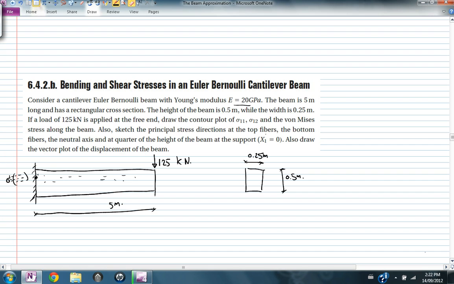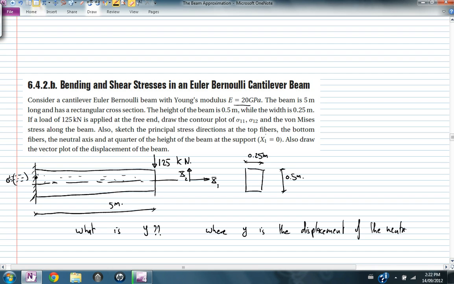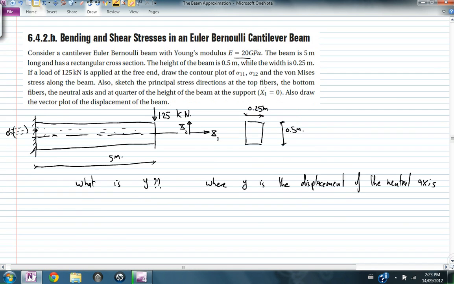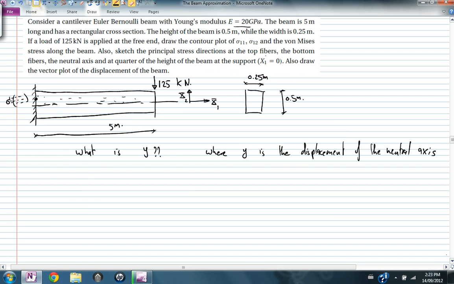So in order to solve this beam, the first variable that I would like to know is y. And y is the vertical displacement of the beam. So if this is x1 and this is x2, I'm looking for the displacement function y, where y is the displacement of the neutral axis. It's a function that changes according to the location on the beam.